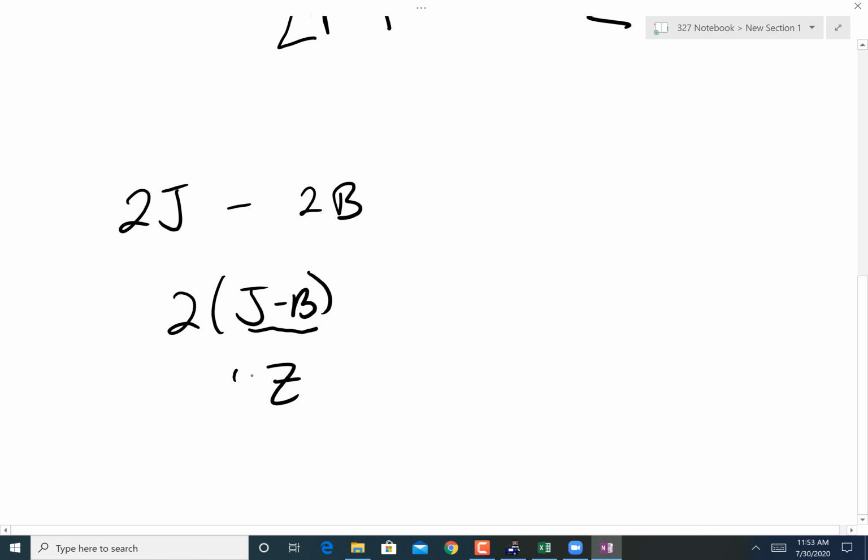How do I know that? Because if one even number was 2J and the other even number was 2B, well, 2J minus 2B is the same as saying 2 times J minus B. And what is J minus B by definition? That is an integer. And that, my friends, is even. That's the sort of thing that I want you doing in section 4.2.